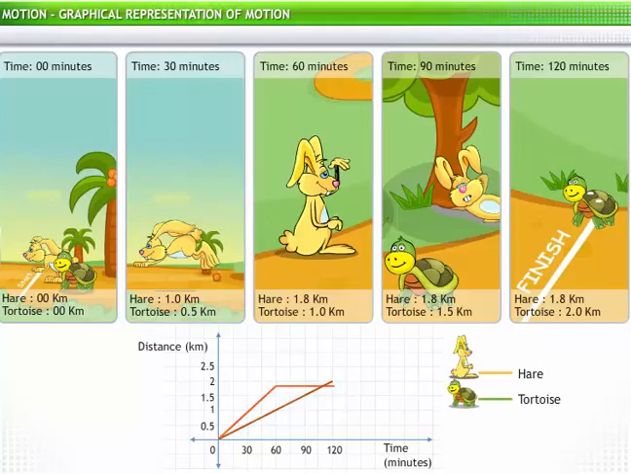Graphs help us communicate information visually. They enable us to understand quickly trends that would otherwise need lengthy written descriptions. As you have studied in mathematics, a straight line graph helps in solving a linear equation with two variables. In this lesson, you will learn about graphical representation of motion.